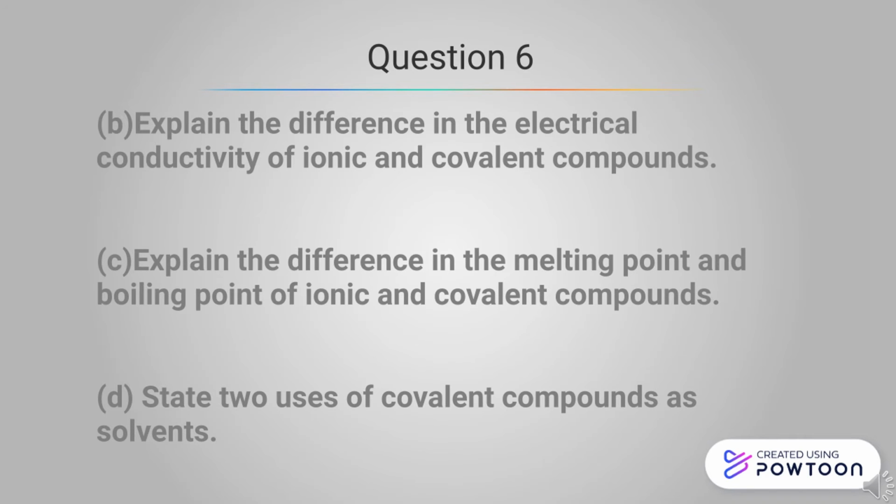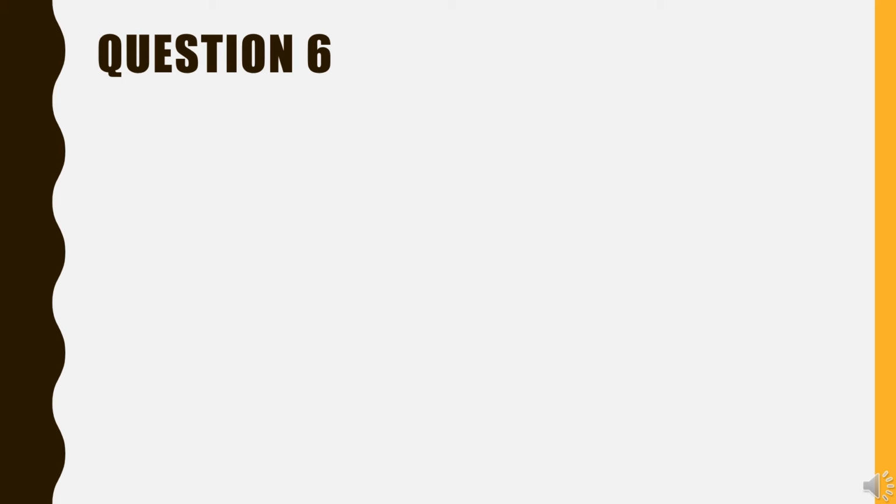The next 3 questions for question 6 require us to explain the difference in the electrical conductivity of ionic and covalent compounds, the difference in the melting point and boiling point of ionic and covalent compounds, and state the uses of covalent compounds as solvents.